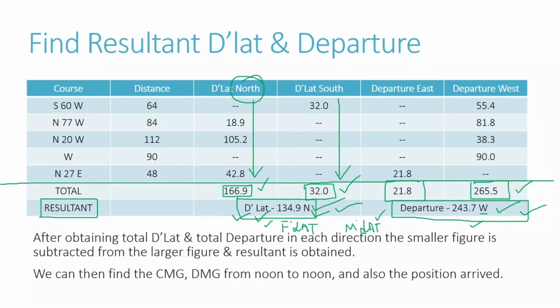Now when you have the mean lat, okay, and you have the departure, you can find out the d-long also. Departure is equal to d-long into cos of mlat. So from this departure and from the mlat, we find out the d-long. When we apply this d-long to the initial longitude, it gives us the final longitude. Right, beta? So the final position will come to us.